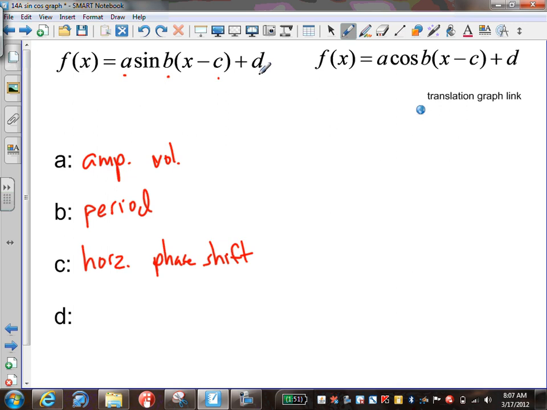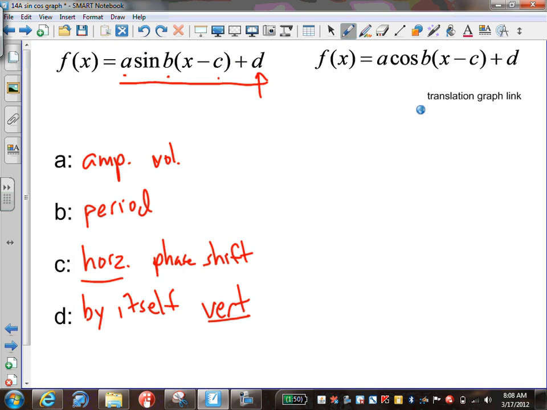And D is the value by itself. I'm just going to put "by itself" here as a reminder. And that has to do with the vertical displacement. Okay. So those are the 4 different aspects, and that's the format we're going to see. Again, sometimes you see this D value in the front, but each letter independently affects the curve. But notice all 4 can happen at the same time.